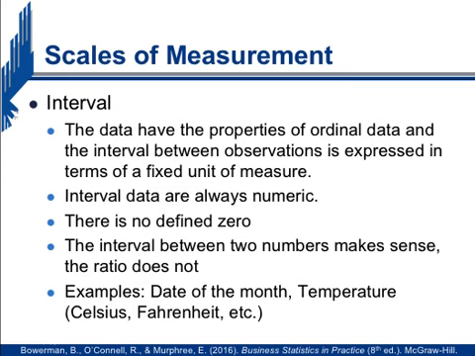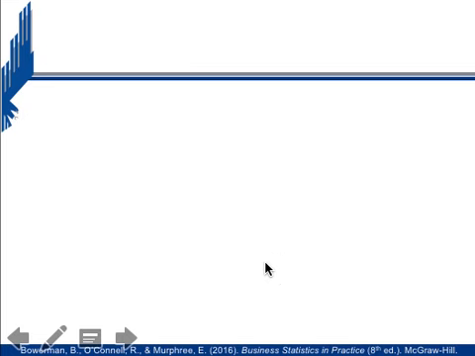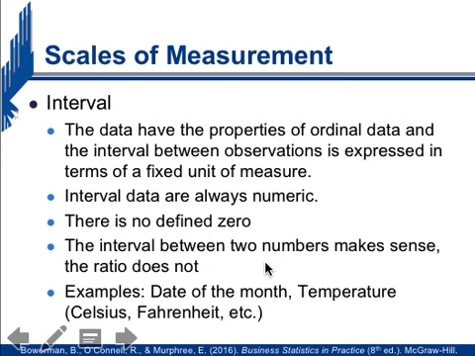Now, another unique characteristic of interval data is that the interval, or the difference between two numbers, will make sense. But if you get the ratio or the quotient between two values, that value will not make sense. An example of that is the date of the month. For example, you are comparing March 1 and March 5. So if you compare the interval, or the difference between those two values, again you have March 1 and March 5, the difference between 1 and 5 is 4.